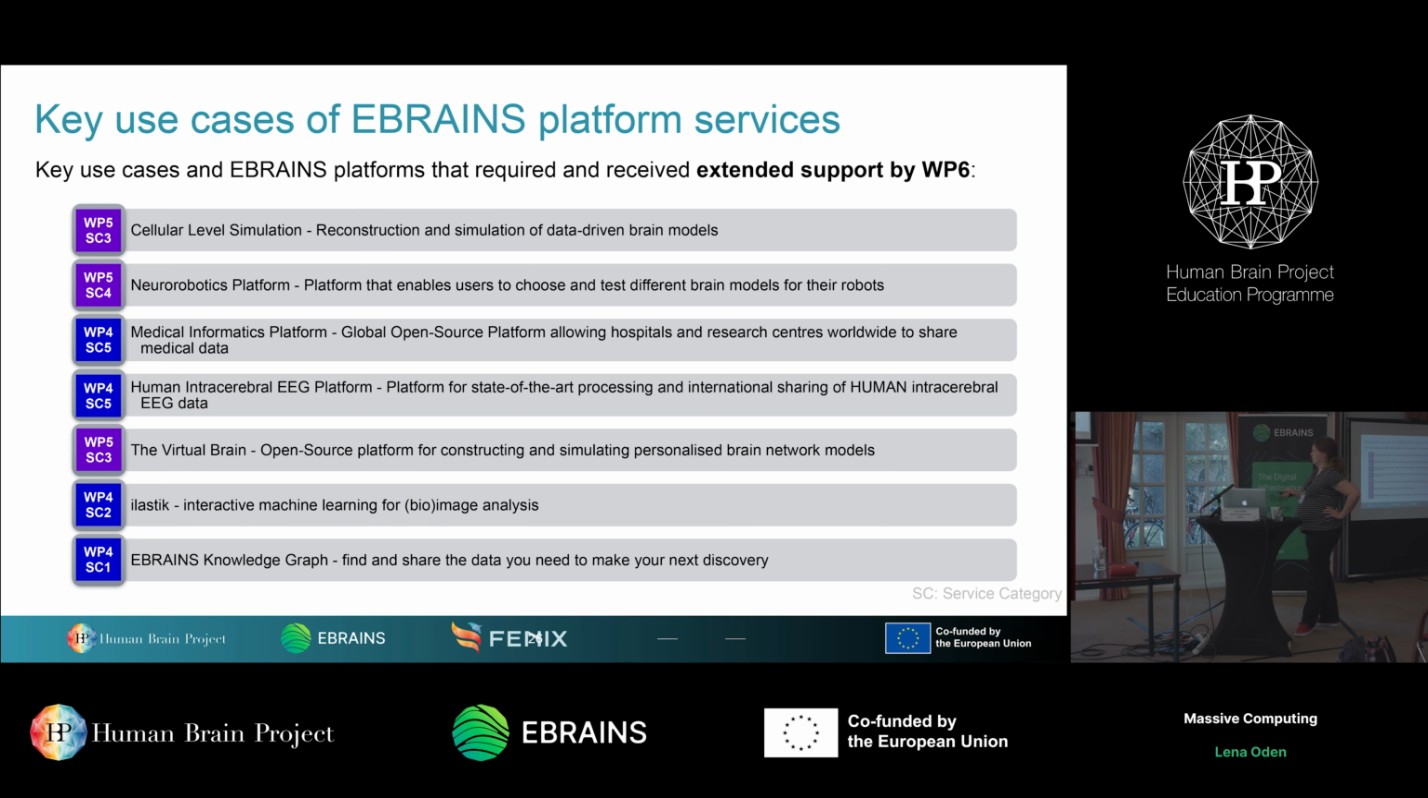So basically, this is from our review. Inside the HBP, we have 7 use cases, which also get some special support from our work package to run. And they are split over the different service categories. We have the cellular level simulation. We have the Neurorobotics platform, which gets some resources. We have the medical informatics platform, which gets some special requests, the human intracerebral EEG platform, the virtual brain, elastic, and the knowledge graph. These are the basic use cases which are using eBrains resources and get some special support.